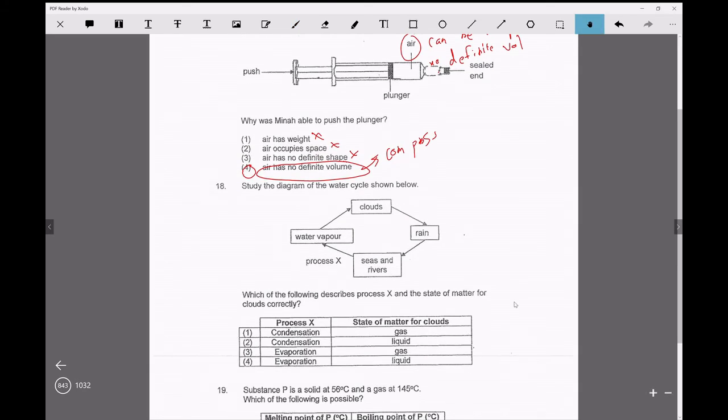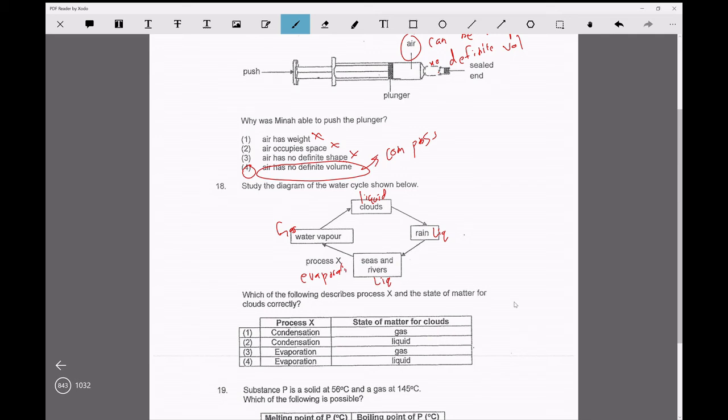Okay, so for question 18, water cycles, you first need to know their state. Cloud is liquid. Stop thinking that it is gas. So liquid, this is also liquid, this is gas, water vapor is gas. So there's a change of state for process X, right? That is evaporation.